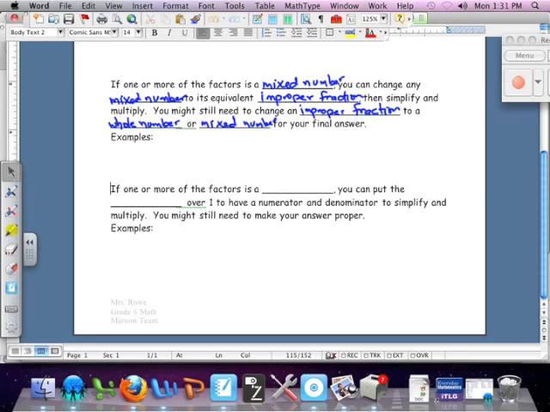So examples. The first one we have here, 4/5 times 2 and 1/2. So this is what I call a roadblock. If I try to multiply across the top, that 2's in my way. If I try to multiply across the bottom, that 2's in my way. So it's a roadblock. So I'm going to rewrite this as 4/5 times, what is 2 1/2 equivalent to as an improper fraction? 5 halves.